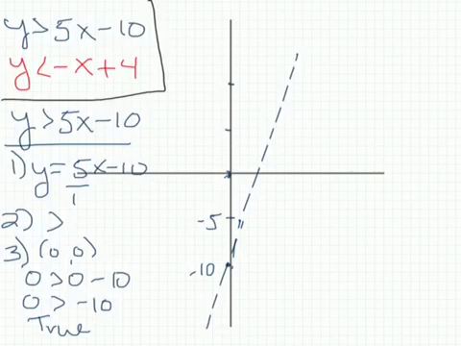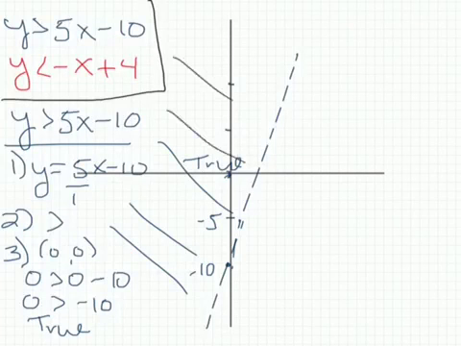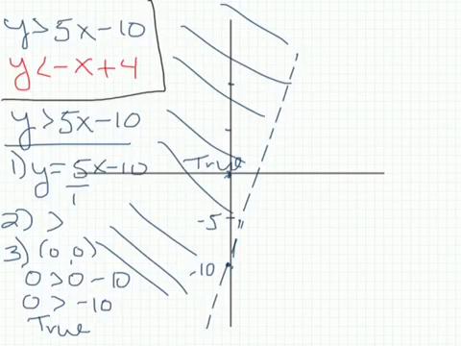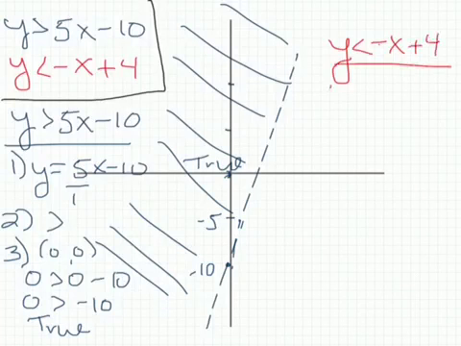Remember, when you're shading, you always shade the true side. So since 0, 0 is up here and it's true, we'll be shading over the top of that side right there. Okay. Now, the second thing that we're going to do is we're going to take our next inequality, y is less than negative x plus 4, and we're going to graph this from beginning to end.